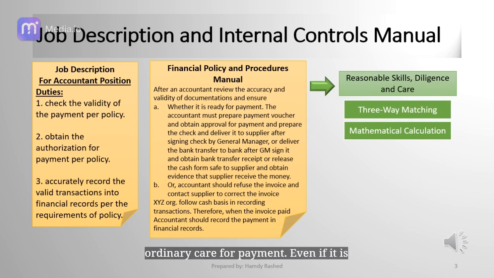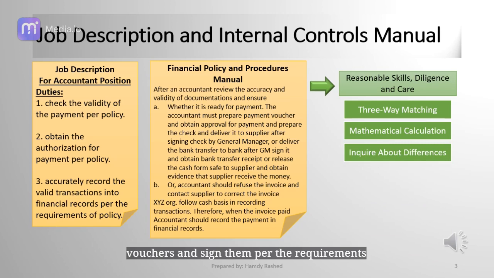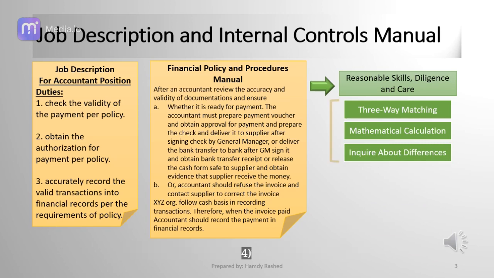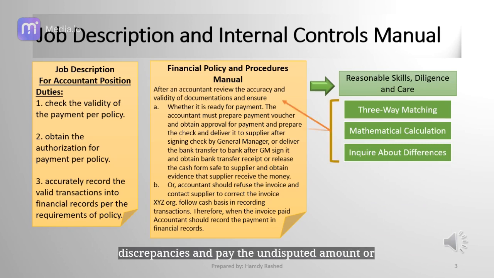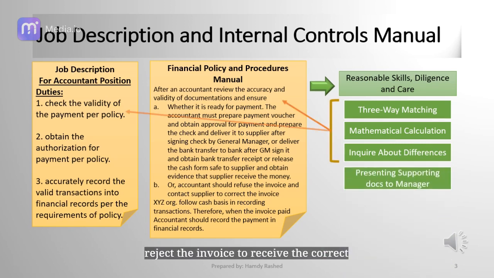2. Accountant should check the arithmetical calculation of the invoice, PO and goods receipt note because it is ordinary care for payment even if it is mentioned neither in the job description nor in the policy and procedure manual. 3. Accountant should prepare payment vouchers and sign them per the requirements of the policy and procedure manual. 4. Accountant should inquire about discrepancies and pay the owed amount or reject the invoice to receive the correct invoice from the supplier per the policy of the organization.